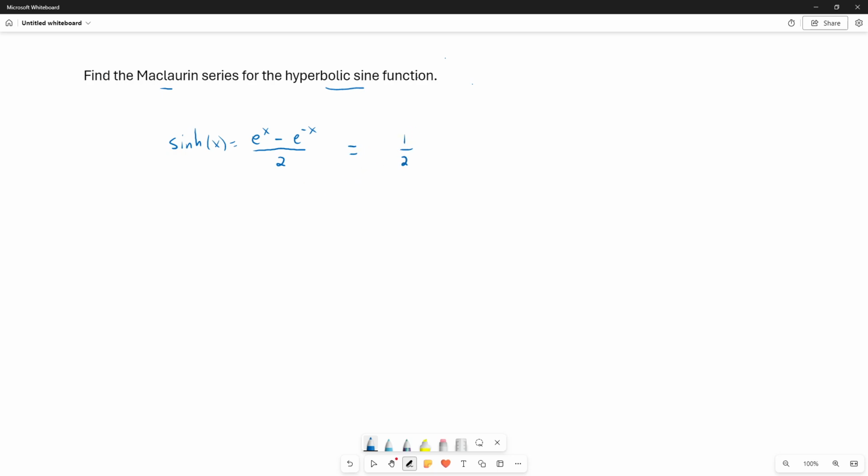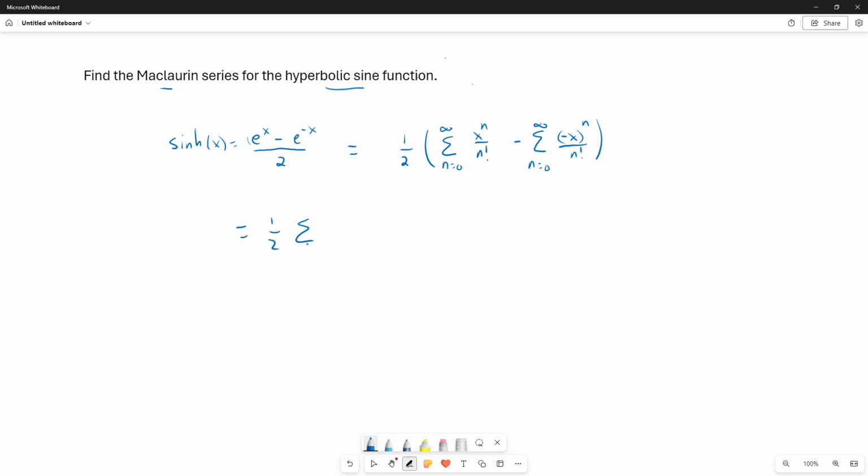So we have 1/2 times, and now I'll write the Maclaurin series for e to the x. That would be the summation, n equals 0 to infinity, x to the n over n factorial. And then minus the Maclaurin series for e to the negative x would be the same thing with a negative x here in parentheses. So summation, n equals 0 to infinity, negative x to the n over n factorial. So that's 1/2 times e to the x minus e to the minus x. Now we have to simplify this.